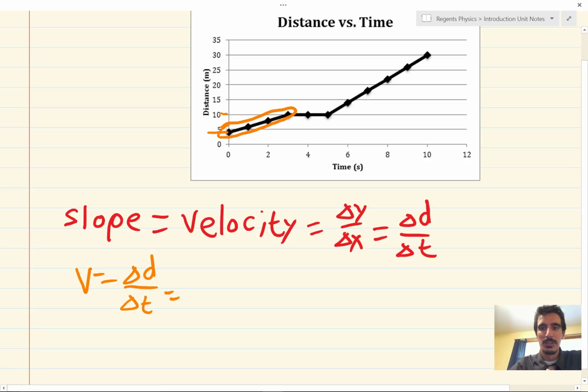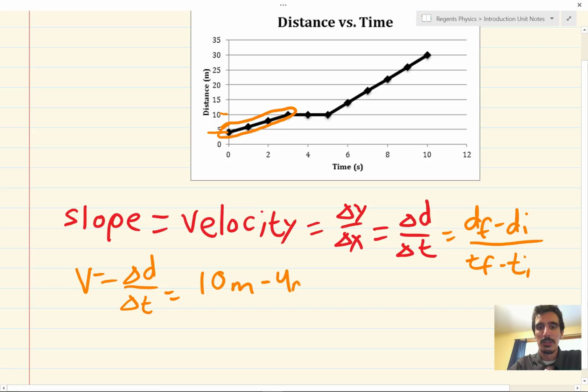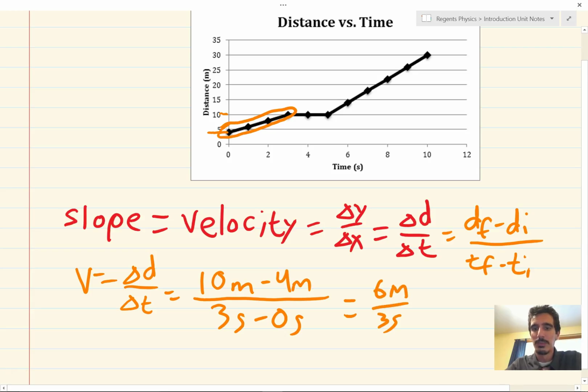Delta, change, remember, is final minus initial. So it would be final distance, D final minus initial distance, over T final minus T initial. So you've got 10 meters for our final, minus 4 meters for our initial, over 3 seconds minus 0 seconds. 10 minus 4 is 6, so that's 6 meters per 3 seconds. And that gives us a speed of 2 meters per second.